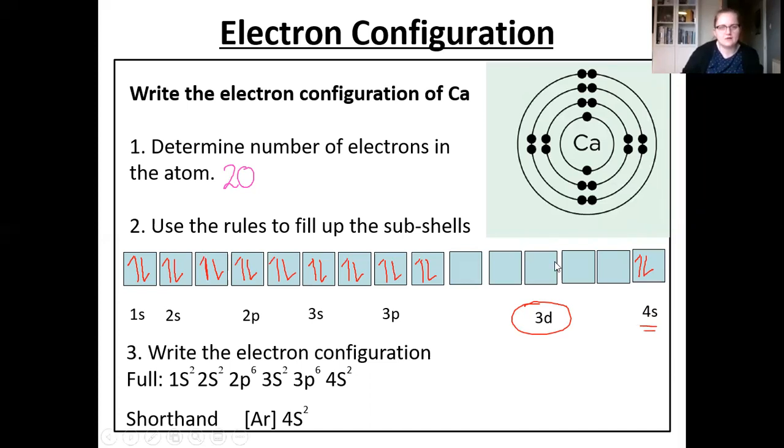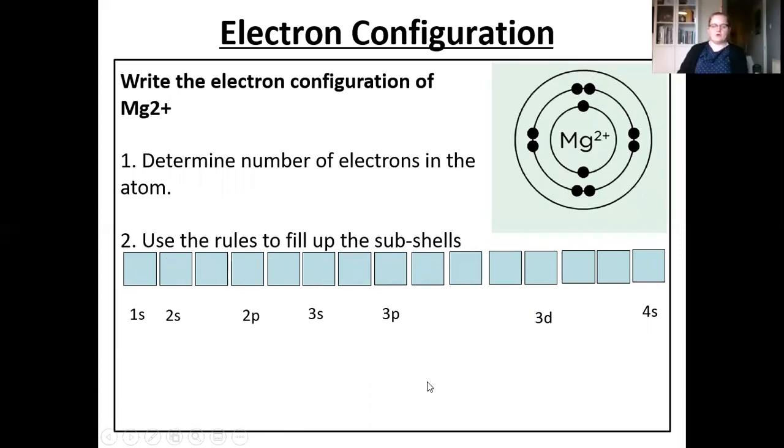Then, clear all that. Let's have a look at what we would do if we got an ion. So, electron configurations of ions. We would need to write the electron configuration of magnesium 2+. So we would need to determine the number of electrons in the atom. Magnesium has 12 electrons, so Mg equals 12. Now, Mg2+ has lost 2 electrons. Therefore, magnesium 2+ has 10 electrons.